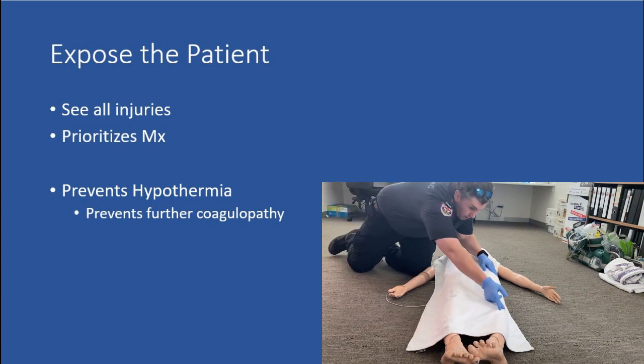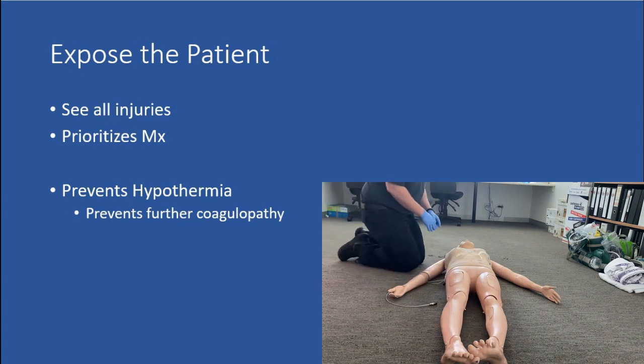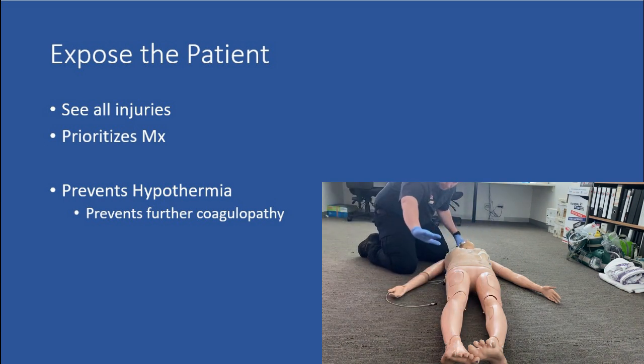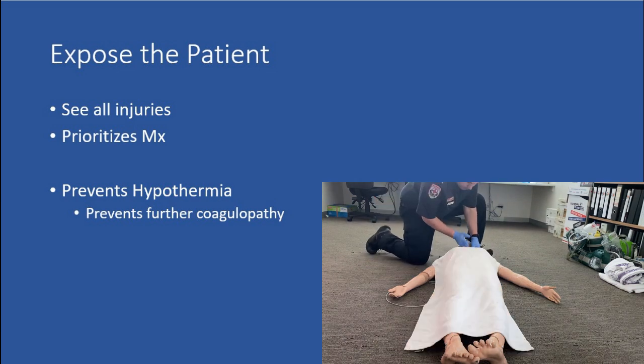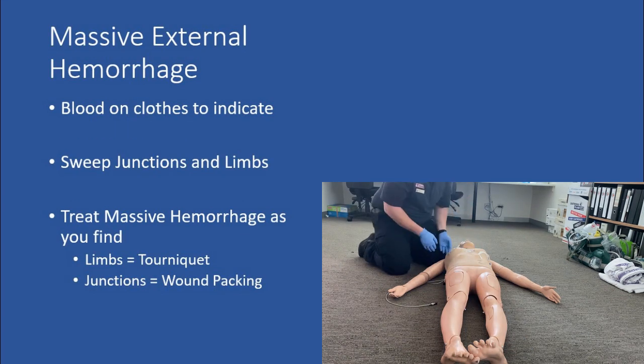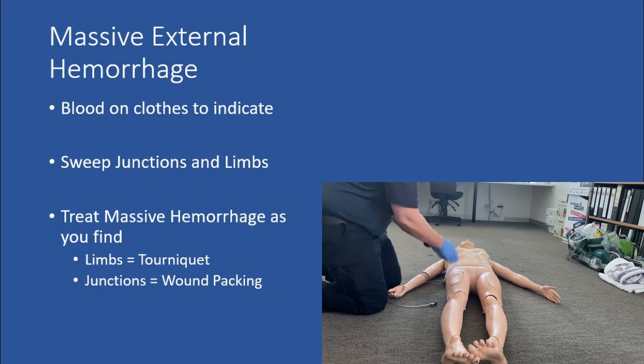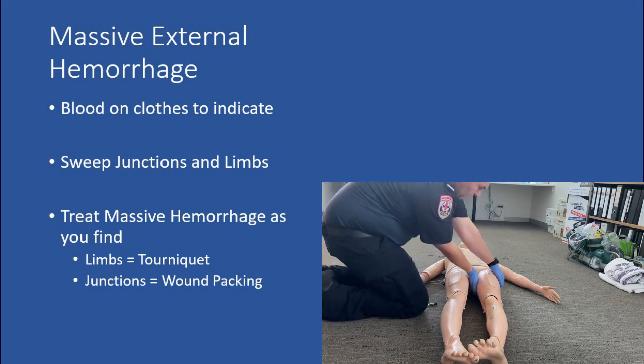Removing clothing that is covered in blood also helps prevent the patient slipping further into coagulopathy by removing wet and cold clothing exposed to the elements. Patient decency needs to be considered, but immediate life threats need to be seen and managed. If there is significant blood seen on the clothing, a thorough blood sweep should be conducted, and if massive external hemorrhage is found, it should be immediately managed before moving on to another area or along the primary survey.